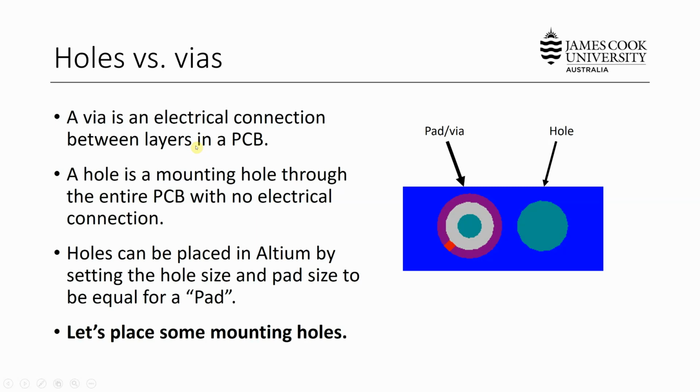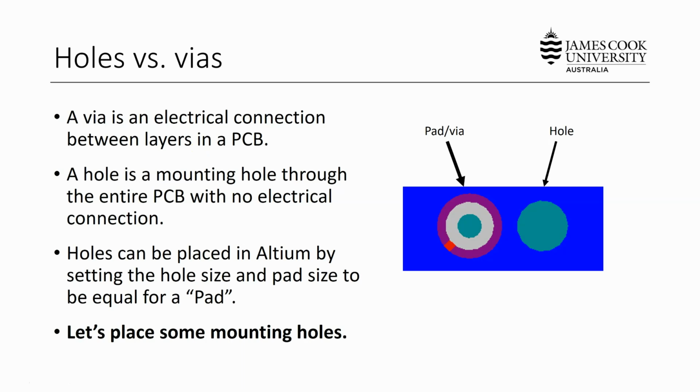So the next issue or error that is a common one in Altium is the problem of holes versus vias. In other printed circuit board design editors, you'll find that holes are used for mounting and they're actually their own component. But in Altium, a hole must be placed using a pad component, not a via component. So it's good to define the difference between these two types of components.